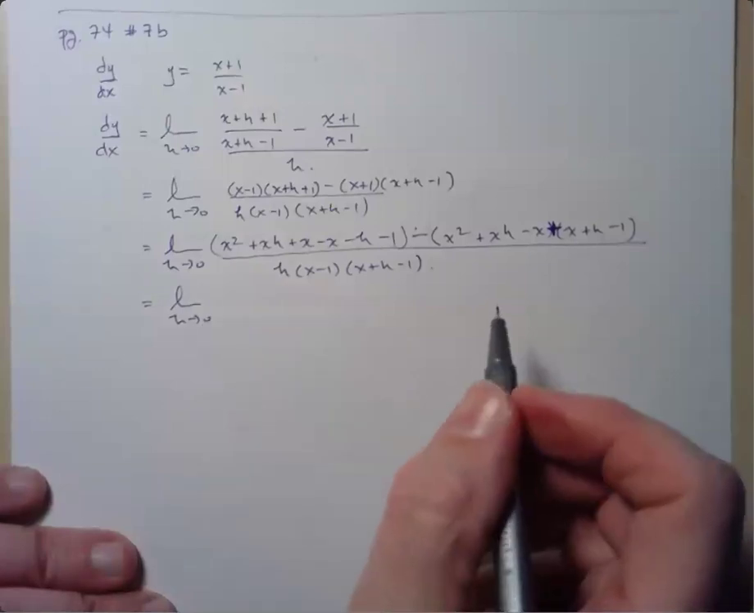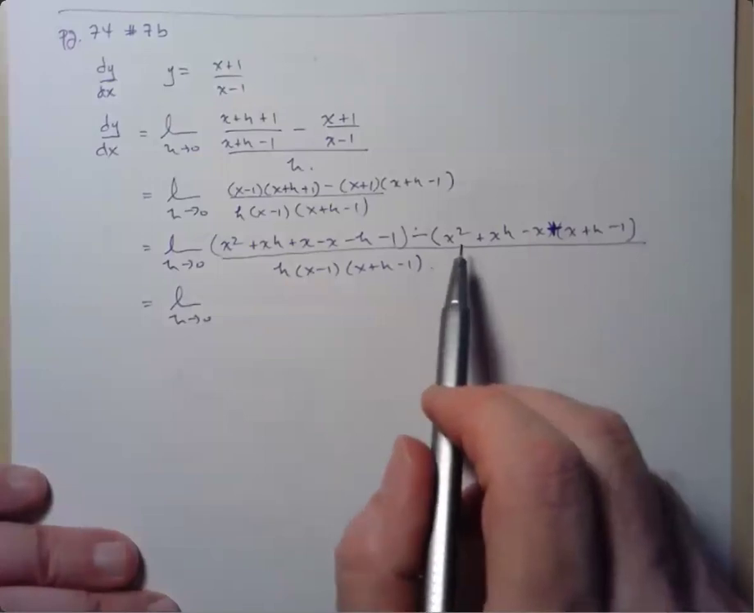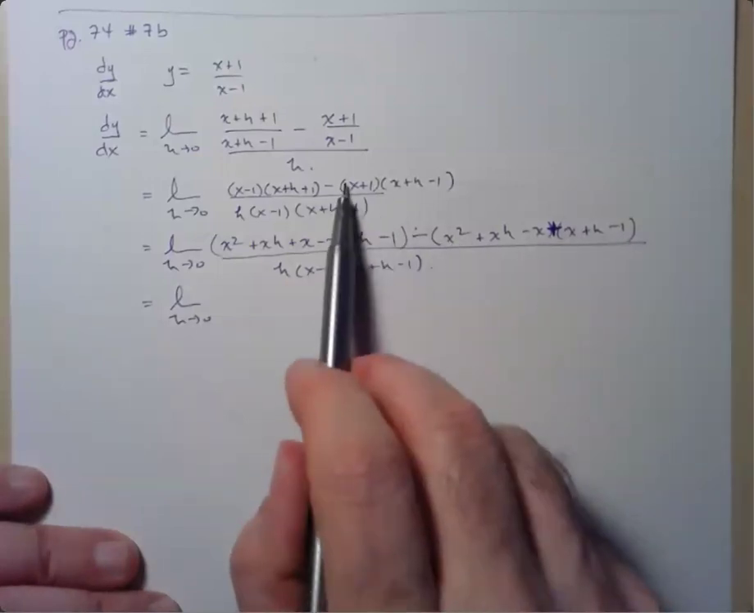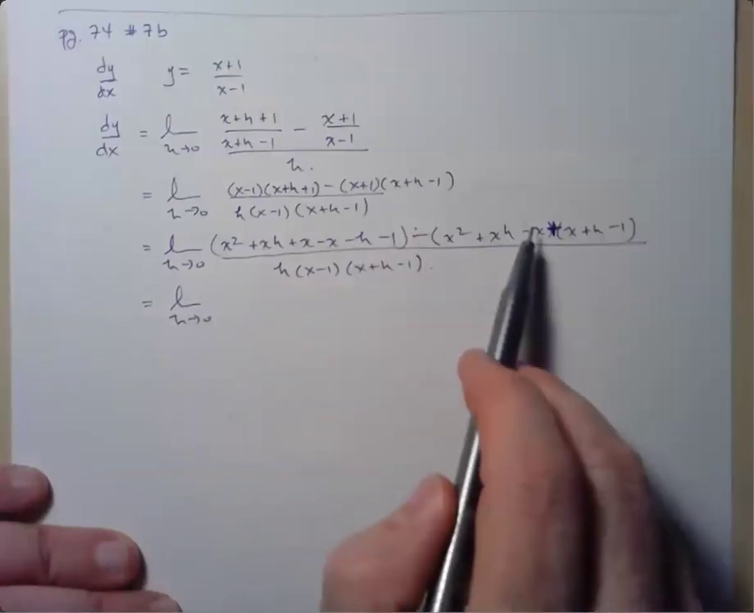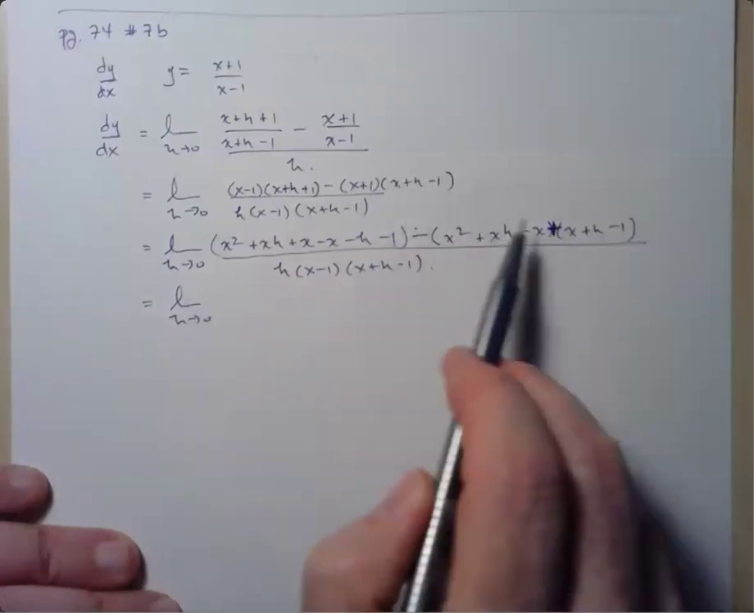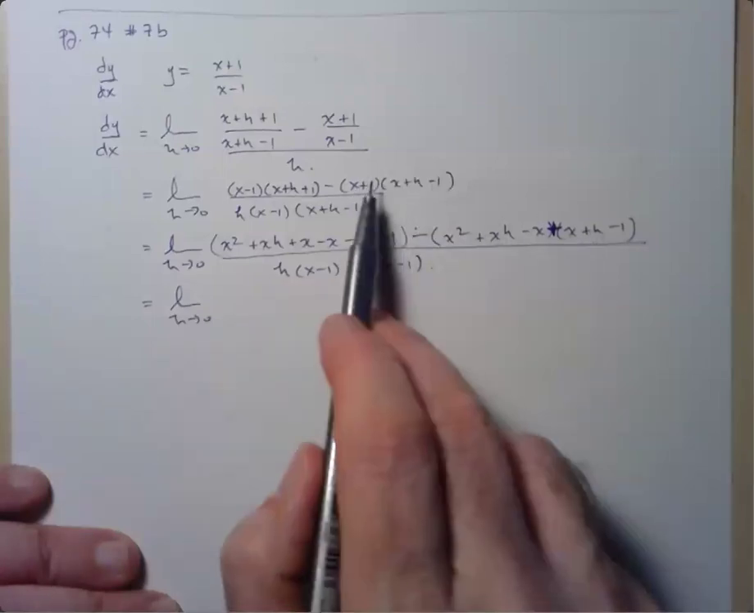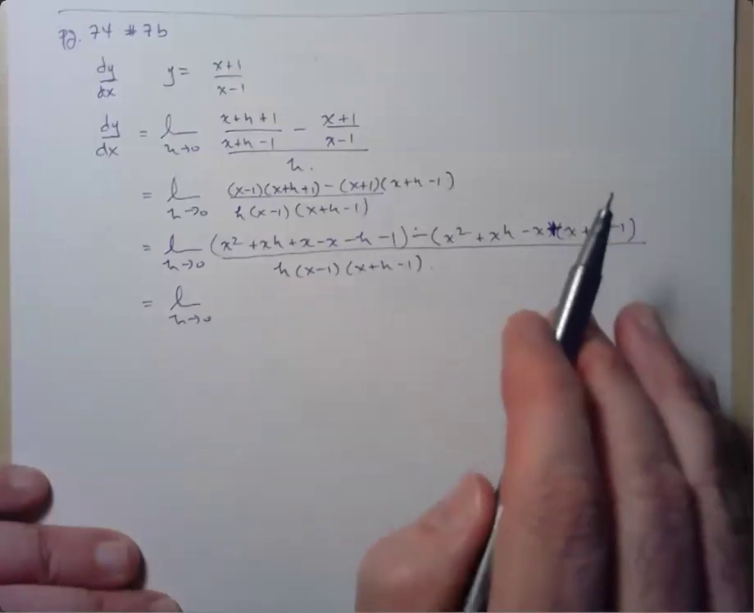All right, so I'm not convinced I did this. I want to check this one yet again because x squared plus xh minus x. Okay, that's good. Plus x plus h minus 1. Okay, looks good, but I feel better that I checked it.